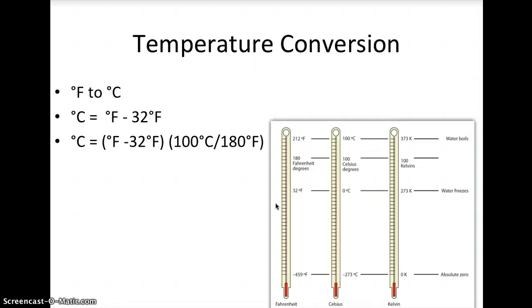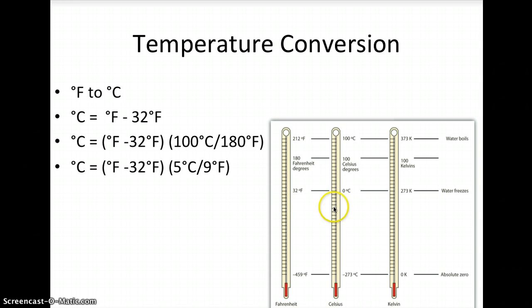Now, if you were to simplify 100 divided by 180, you would get 5 divided by 9, or 5 degrees Celsius divided by 9 degrees Fahrenheit. That's simply the fraction that you're used to seeing for this equation to go from degrees Fahrenheit to degrees Celsius. So that's why we do it. It's the ratio of degrees Celsius to degrees Fahrenheit.